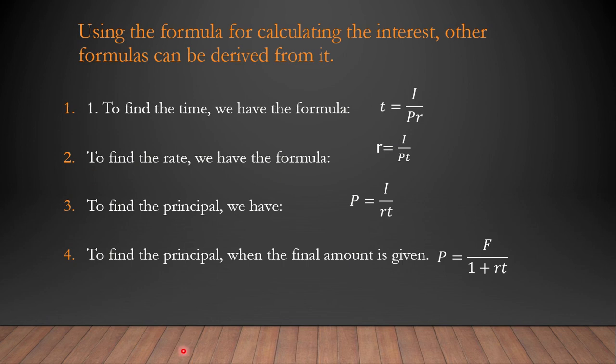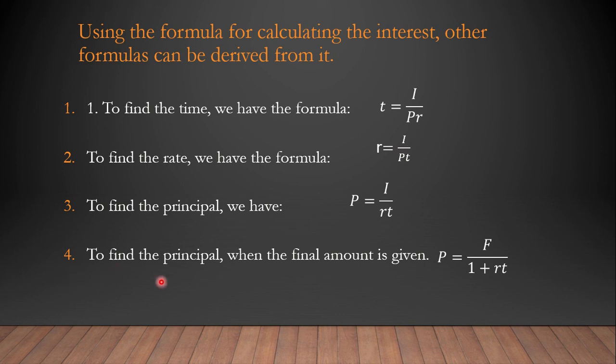Okay? So, using the formula for calculating the interest, other formulas can be derived from it. Kapag hinahanap naman yung time, ito po yung formula: T is equal to I over P times R. And to find the rate naman, we have the formula R is equal to I over P times T. To find the principal naman, we have P is equal to I over RT.